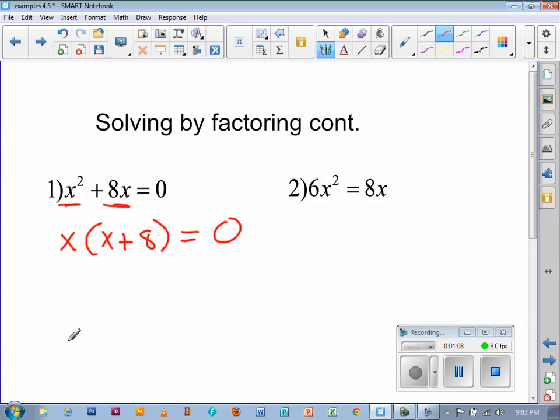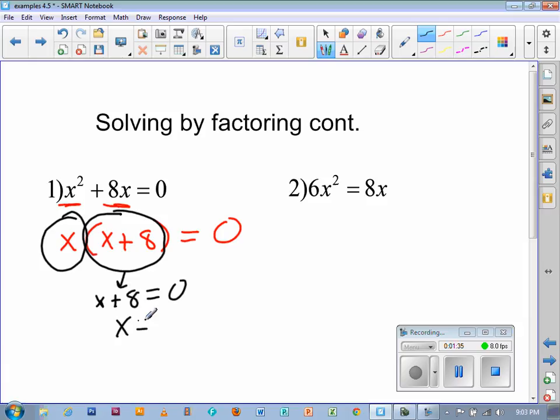The next and last step is to use your zero product property. Again, what that means is if these 2 factors are equal to 0, either this factor is 0 or this factor has to be 0. Now obviously from the previous video you can see that if we set x plus 8 and set that equal to 0, we're going to end up with a negative 8. That is one of our solutions.